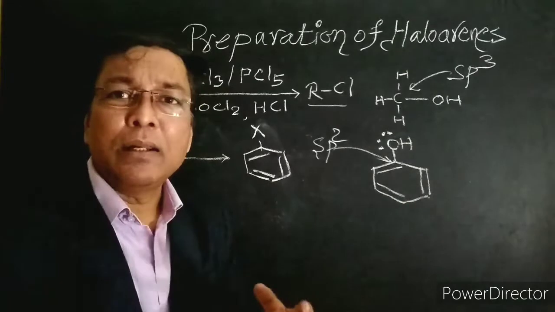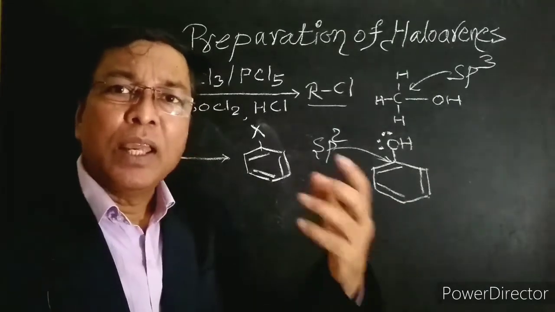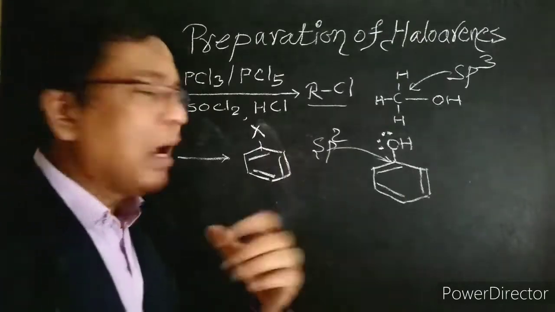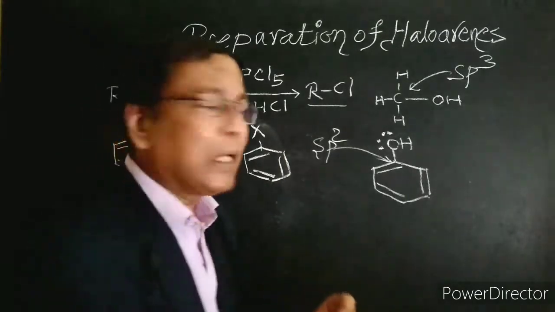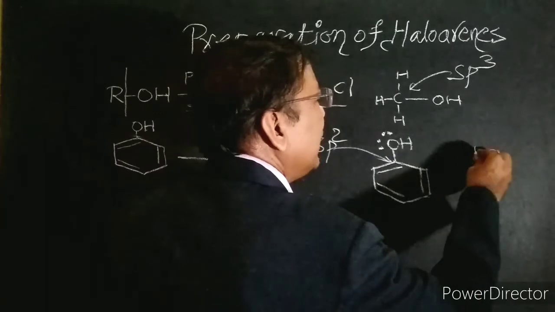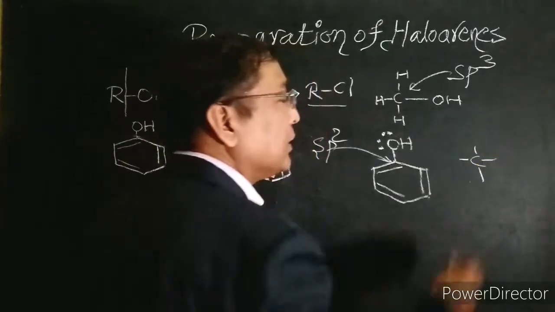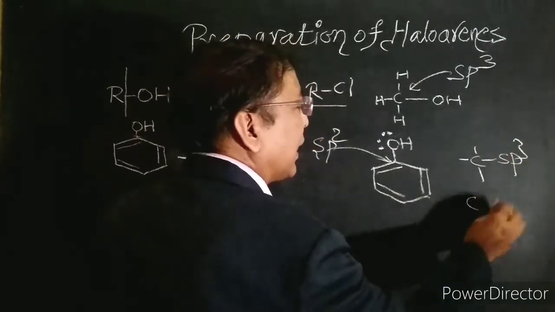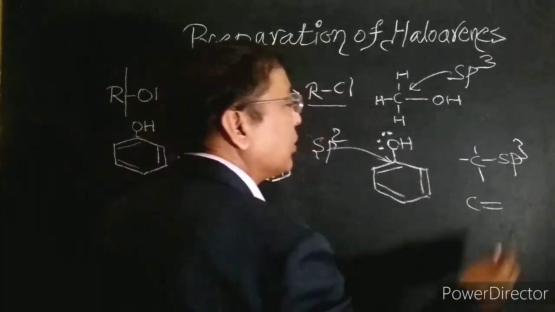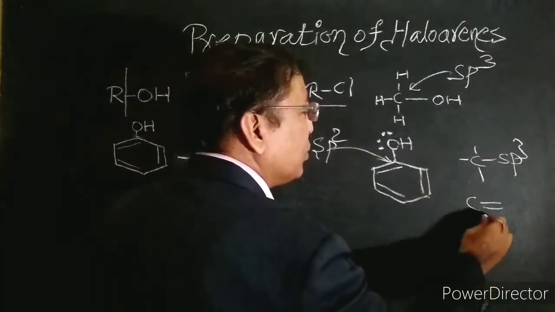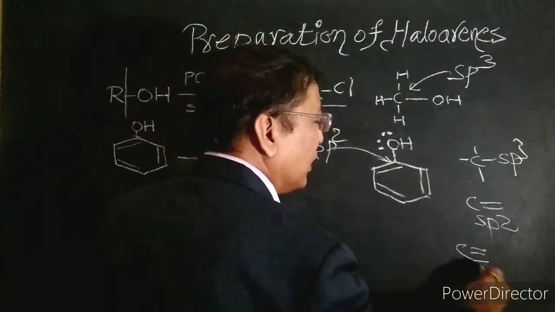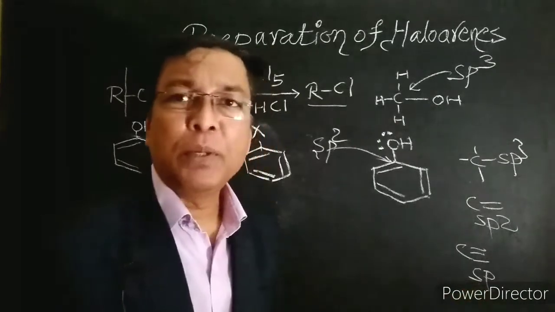How do we decide whether a carbon atom is sp3, sp2 or sp hybridized? I will give you a simple logic. If the carbon is surrounded by single bonds, it is sp3 hybridized. If a carbon has a double bond, it is sp2 hybridized. If the carbon has a triple bond, then it is sp hybridized.